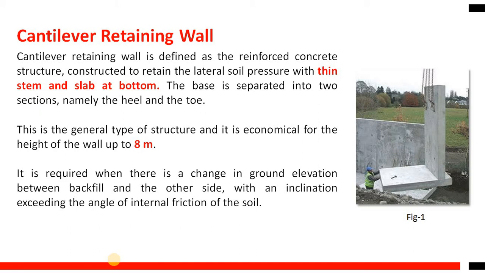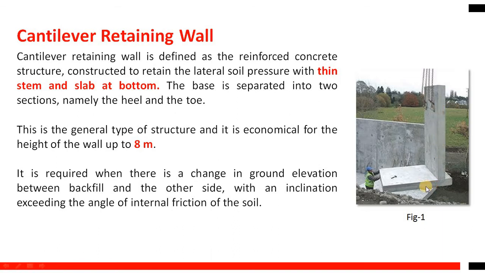Here you can see in figure number 1, which is the reinforced concrete retaining wall, which is generally used to retain the soil pressure. The soil is retained by the vertical slab. Here you can see this is the vertical slab. This vertical slab is known as the stem. This is the main vertical portion which retains the soil pressure.